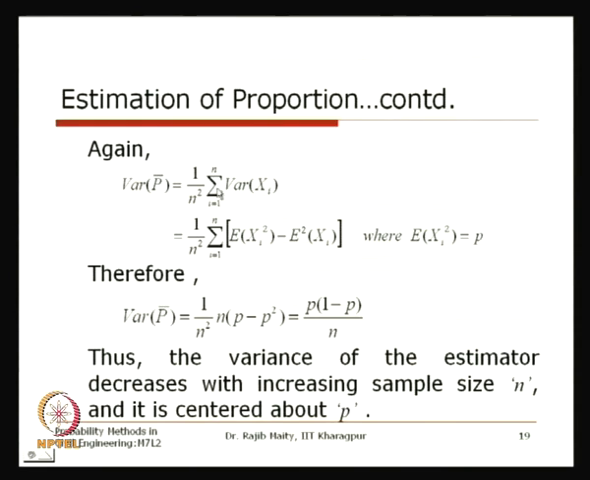And the variance, if we calculate, is 1 by n square times the variance of xi, where the expectation of x square is also p, so it is 1 by n square multiplied by n times p minus p square. So, p into 1 minus p divided by n is the variance of the estimate of this proportion. Thus the variance of the estimator decreases with the increase in the sample size n. This is the variance of p cap, not p bar, this is the proportion, and it is centered about the population proportion p.